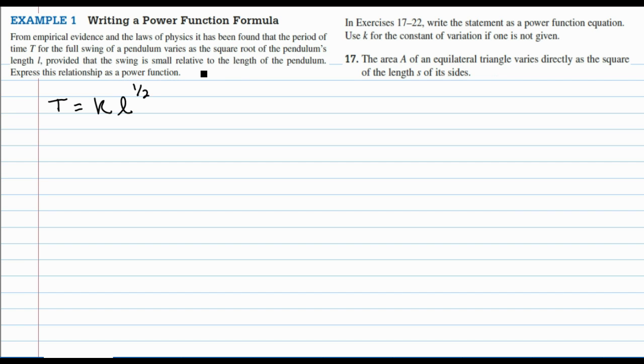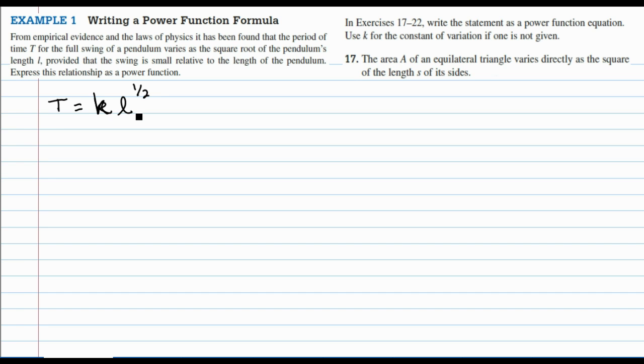Provided that the swing is small relative to the length of the pendulum. Express this relationship as a power function. Well, I just did. There it is. I don't know what k's value is. I do know that it's there, though, until I know an actual L and t value that I can plug in, so like an x, y that I could plug in for L and t and solve for k. k is just an unknown constant right now, but t varies, so equals a constant times L to the, well, the square root, which is 1/2 power of L.